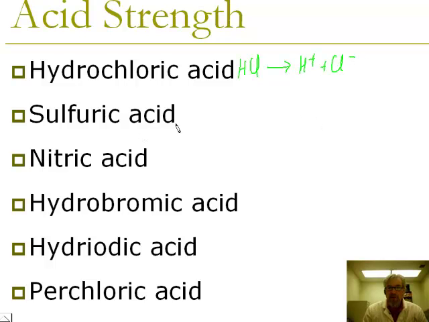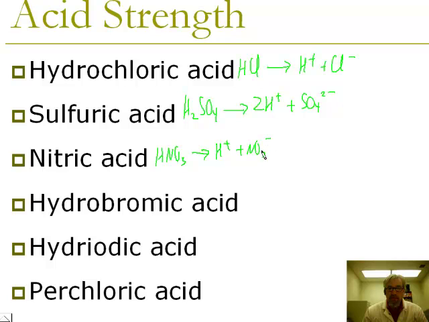Another one is sulfuric acid, H2SO4. This is an example of what we call a diprotic acid, di for 2 protons. This will split up completely to give you 2 protons, 2 H pluses, and SO4, which has a 2 minus charge. Nitric acid is our third strong acid, HNO3, which will completely split up to give you H plus and NO3, 1 minus. That's a monoprotic, a single proton acid.